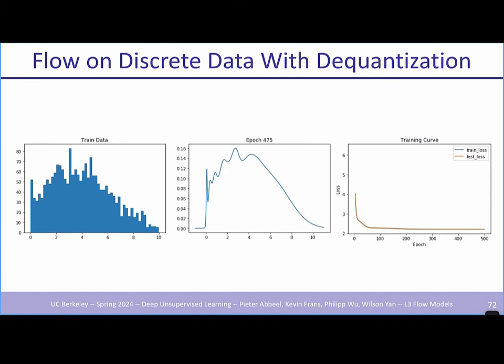Flow and discrete data with dequantization. That's what we looked at earlier for another example. We saw it had these weird peaks popping up. When we do the proper dequantization, it doesn't happen. The training loss looks much cleaner. So that's what we have now.